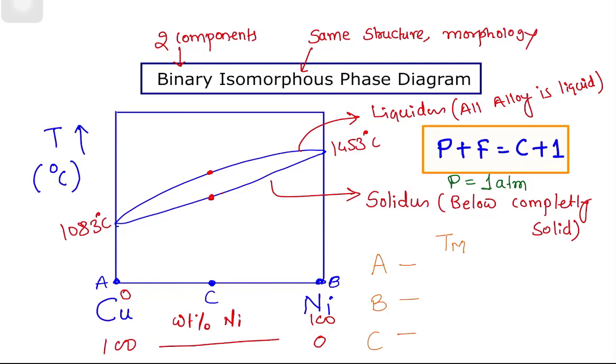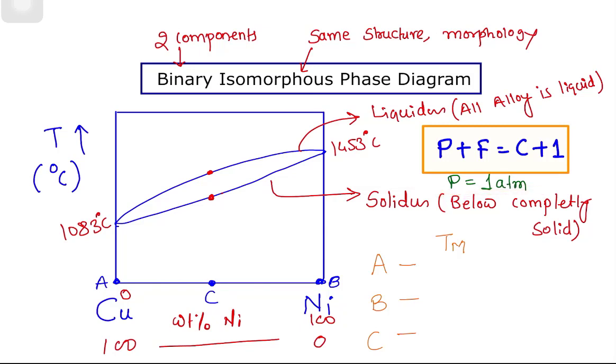The Gibbs phase rule for this is P plus F equal to C plus 1. So why is it C equal to 1? Because we have only one parameter, that is temperature, and pressure is kept constant at 1 atmosphere. Remember that for a binary system this n, that is variables, is equal to 1 always, because pressure is kept constant at 1 atmosphere. Generally we deal with the material at 1 atmosphere or at atmospheric pressure.